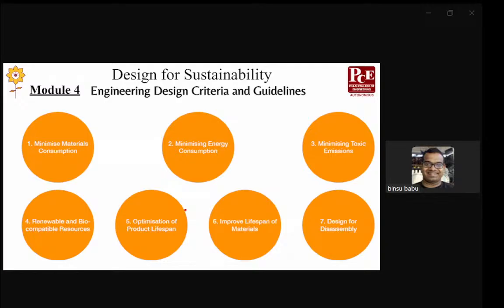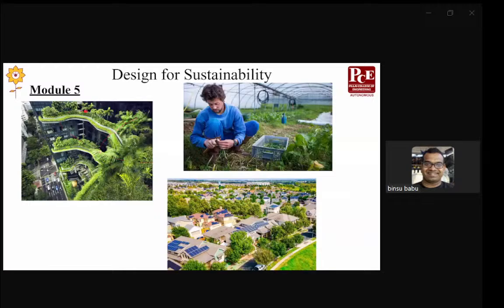Then we will be discussing, in the fourth module, the design criteria and guidelines. Now in module 5, we are basically going to discuss how, going with the current phase, we can have the sustainable aspect introduced into different domains.